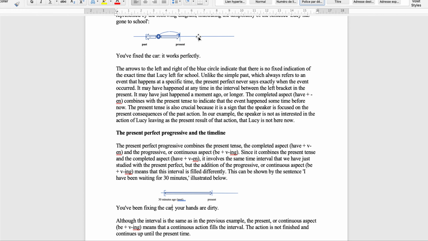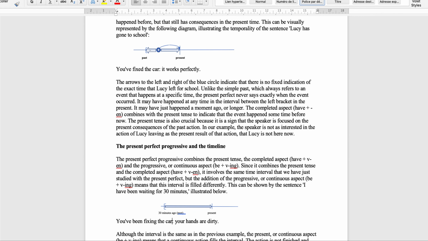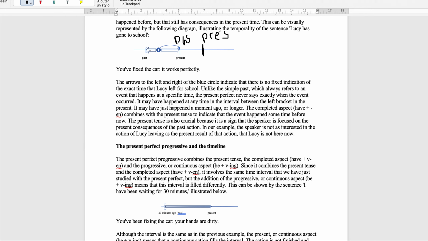Now the past perfect is sort of... I wish I could add it. I'm going to add something here. Okay. So here I'm going to say, excuse me, I'm doing my best. This is going to be present. Now this is going to be past. Okay, great.